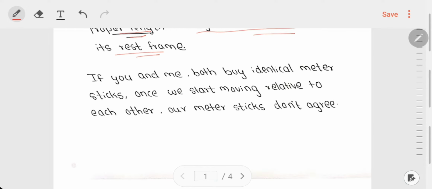Now let us understand this length contraction by doing a thought experiment. In this thought experiment we need two observers, so let the two observers be you and me, and we both buy identical meter sticks from the shop. And in this thought experiment we can later conclude that once we start moving relative to each other, our meter sticks don't agree. So let us see why they don't agree.